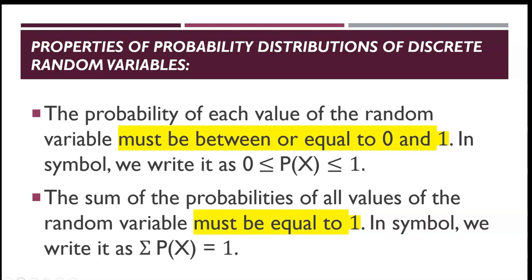So the first property is the probability of each value of the random variable must be between or equal to 0 and 1. In symbol, we write it as 0 is less than or equal to p of x is less than or equal to 1. The second property states that the sum of the probabilities of all values of the random variable must be equal to 1. In symbol, we write it as sum of p of x is equal to 1.